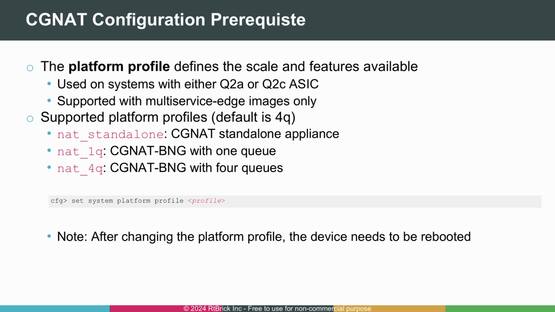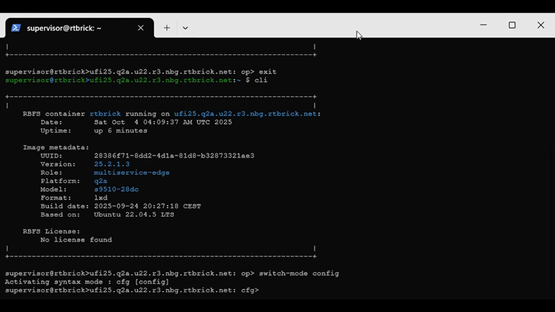If you want to use CGNAT in combination with BNG features, you must switch the platform profile to either NAT1Q or NAT4Q, depending on the number of queues required. If you're using the CGNAT appliance functionality, you need to configure the NAT standalone profile. It's important to remember that after modifying the platform profile, the device must be rebooted for the changes to take effect. Now, it's time to put this into practice and configure CGNAT on an RBFS system.